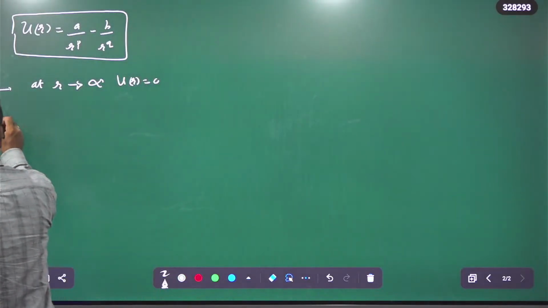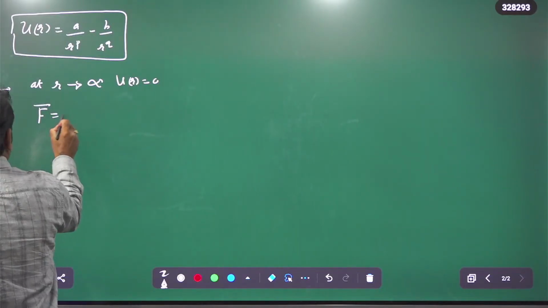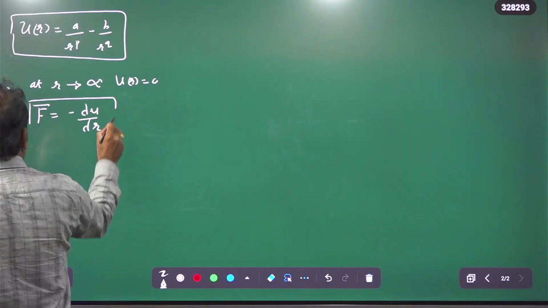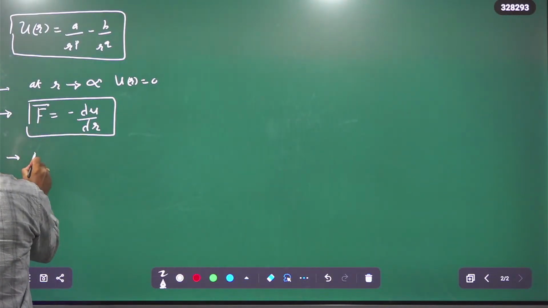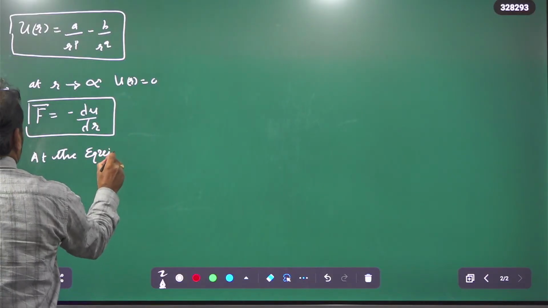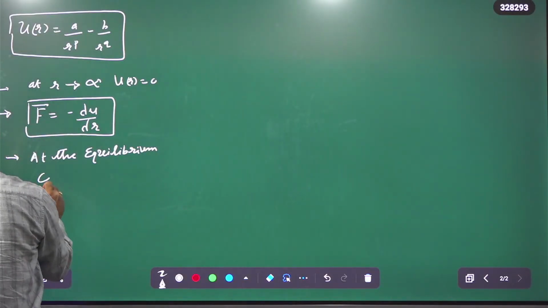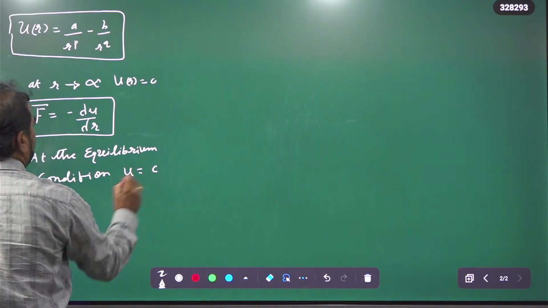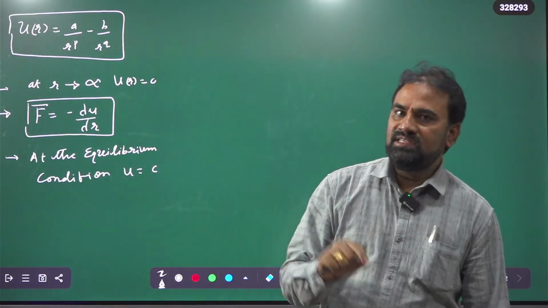So at the equilibrium condition, the force of interaction between the molecules is given by F is equal to minus dU by dr. But at the equilibrium condition, U is equal to constant. The potential energy will not change. That means it will be constant.